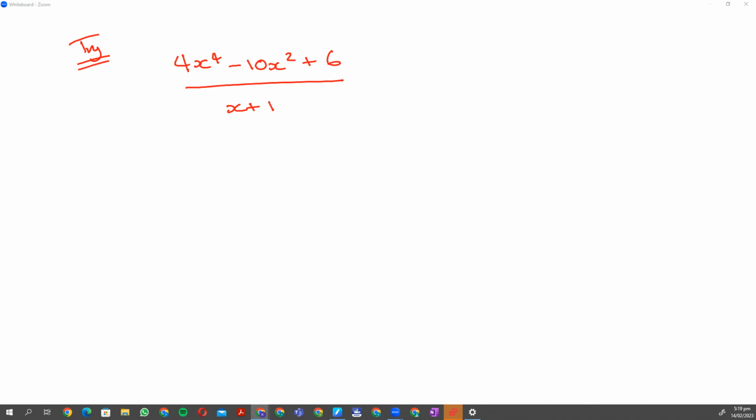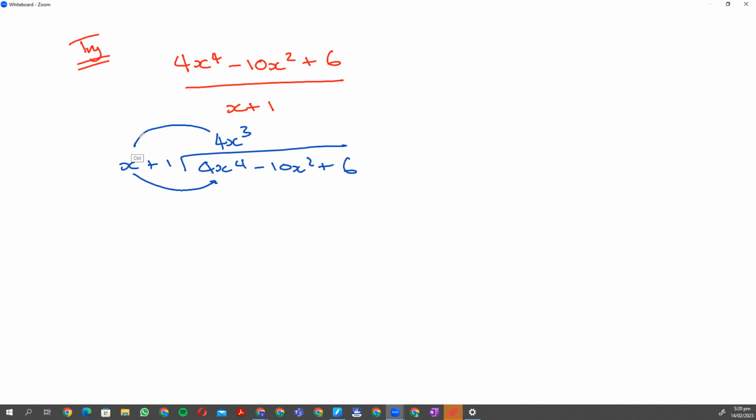All right, so basically for this one, what we got is x plus 1 on the outside. And done. All right. So x plus 1 on the outside, we have 4x to the power 4 minus 10x squared plus 6 on the inside of the bracket. X goes into 4x to the power 4, 4x to the power of 3 when you divide it.